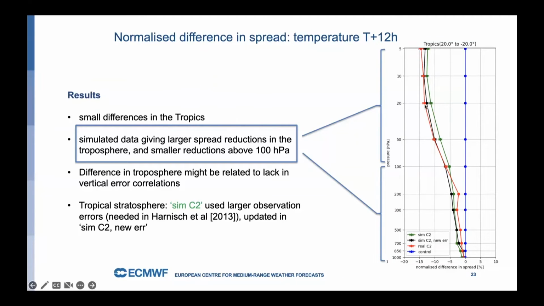And first of all, you see all those lines overlay each other, which is nice. So qualitatively, the EDA spread reduction for the simulated and for the real data is very much comparable. Of course, there are small differences because, for example, the simulated data gives larger spread reduction in the troposphere and smaller reduction above 100 hectopascal. And there could be different reasons why; in the troposphere we think it might be related to a lack in the vertical error correlation.